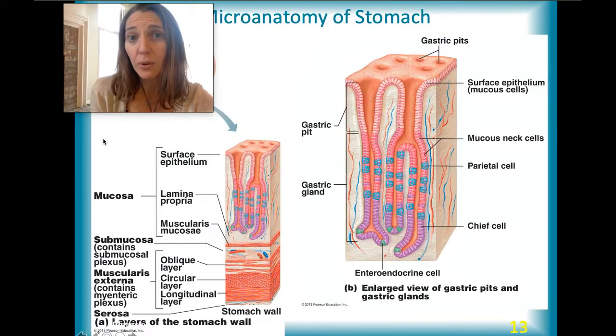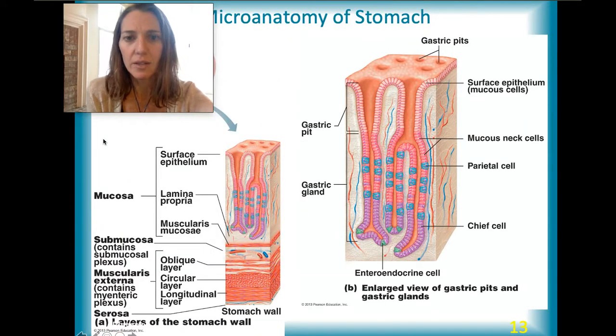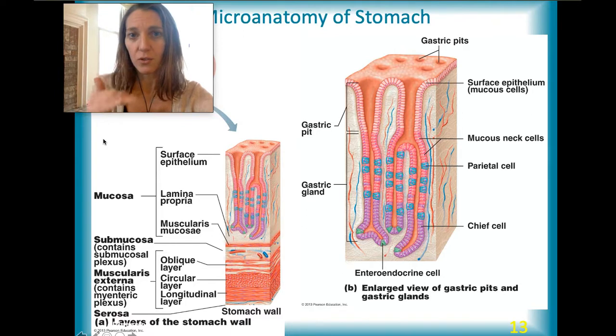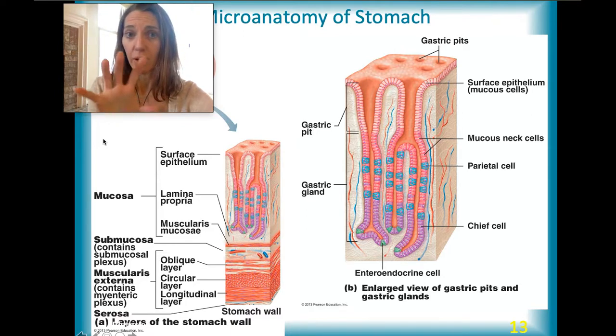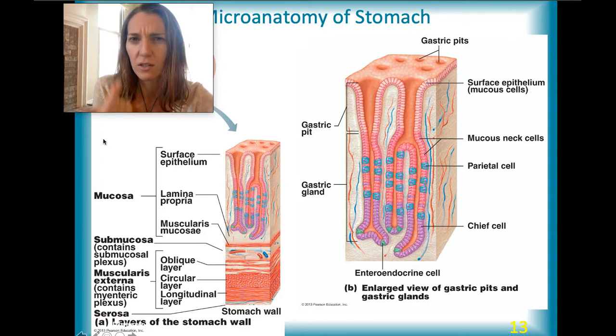So if we take a deeper look at the microanatomy of the stomach, we're going to see those four tunics again, and I'm going to hone in on some of the changes that we're seeing here in the stomach to allow it to serve its role. So you have mucosa, submucosa, muscularis externa, and then the serosa. As I've already noted, the muscularis externa has an additional oblique layer of smooth muscle, but I haven't addressed the mucosa of the stomach and what really makes that unique. So let's zoom in on this layer here.